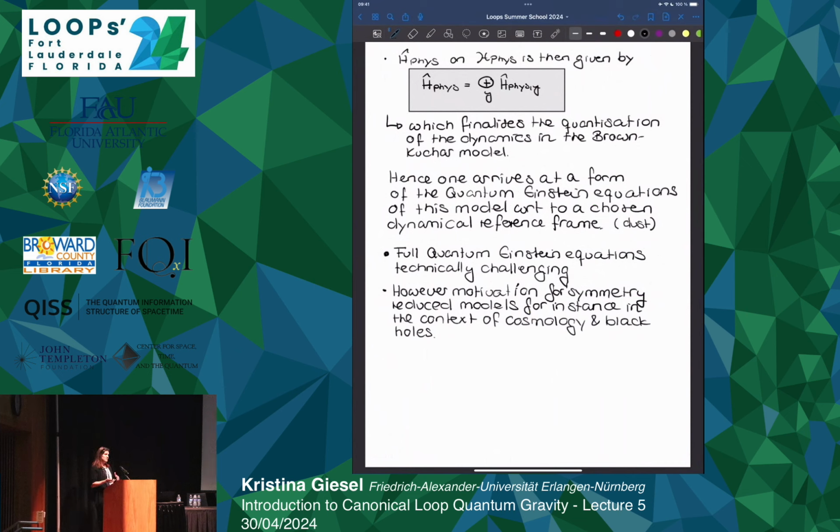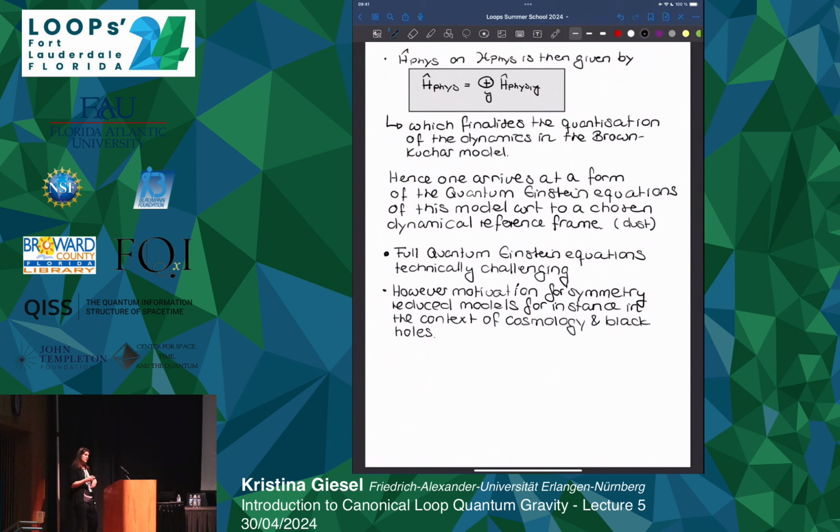So for instance, like in classical GR, if you go to cosmology, you add certain symmetries, and then your Einstein equations simplify, and the dynamical content is basically one scale factor in the most simple models. And you can follow the same idea here. So you can go to, for instance, cosmological or spherically symmetric models in which you first reduce at the classical level and then apply a loop quantization. And as expected, the corresponding quantum symmetry-reduced Einstein equations are much simpler.